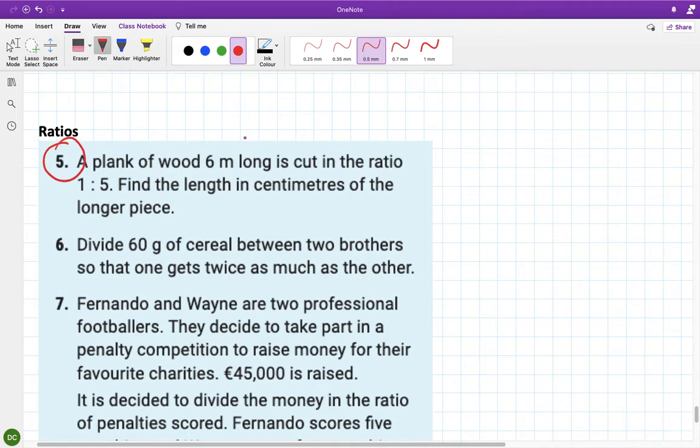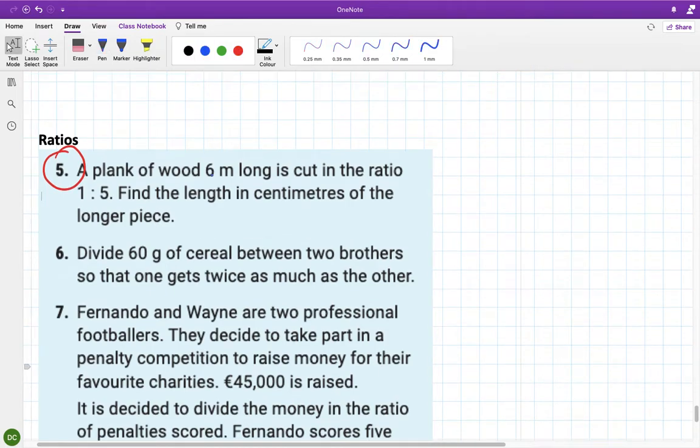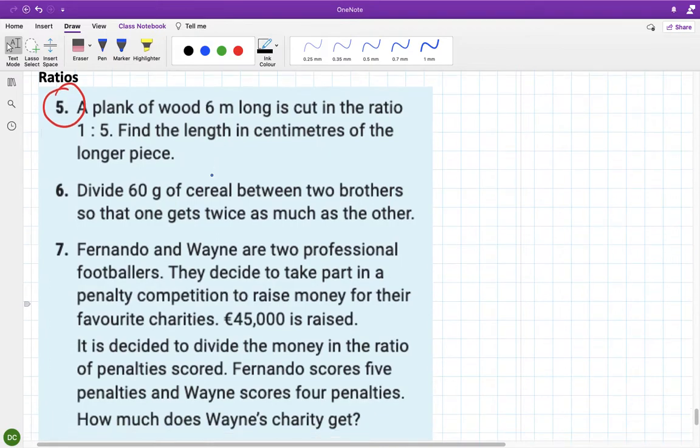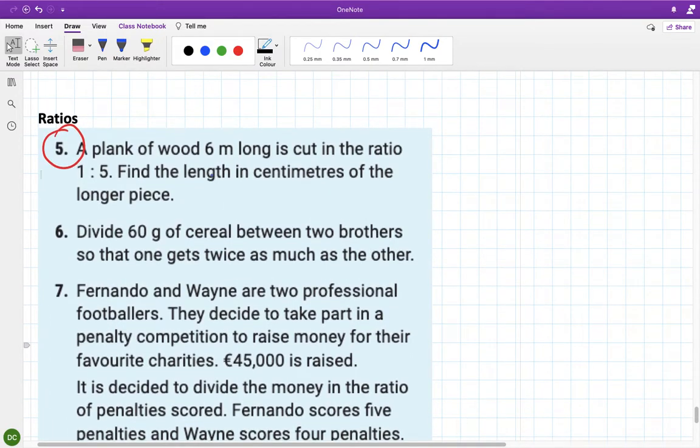So a plank of wood is 6 meters long and it's cut in the ratio 1:5. Find the length in centimeters of the longer piece. Okay, so step 1. How many parts are we dividing the money into? So in this case, it's not money, it's a piece of wood. Okay, so how many parts?